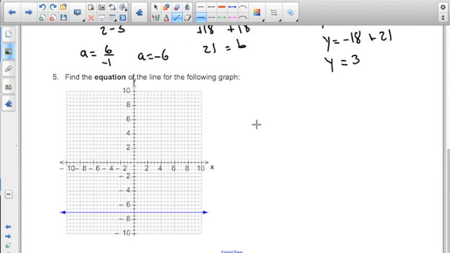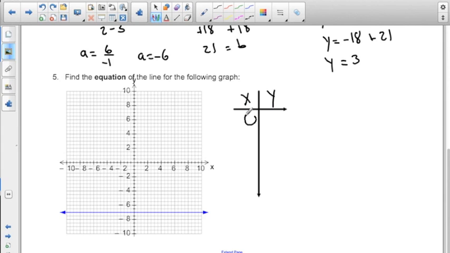So let's actually set up a really quick table to make our lives a little bit easier. So we have our x, y. When x is 0, y is negative 7. When x is 1, y is negative 7. When it's 2, it's negative 7. So we can see right away, our x column is going up by 1 each time, and our y column is going up by nothing.